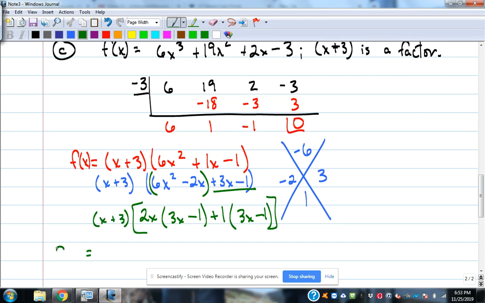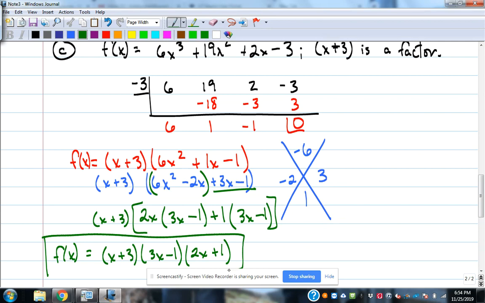And now we finally get the factored form. x plus 3, 3x minus 1, and then the stuff in front is 2x plus 1. That is your factored form.